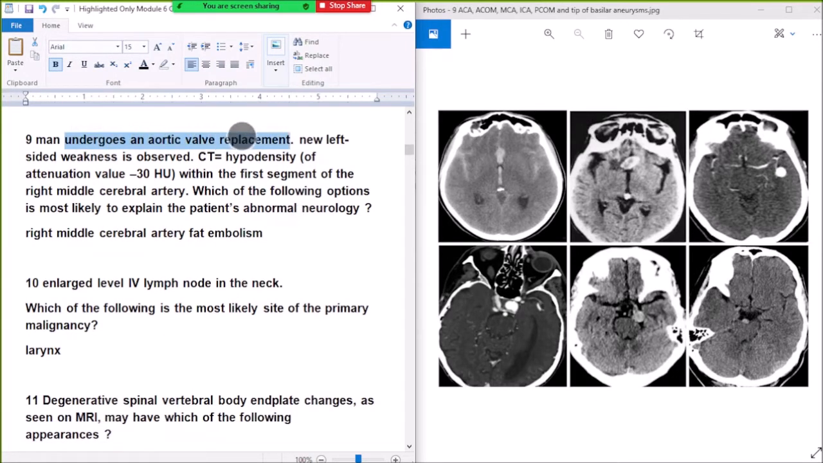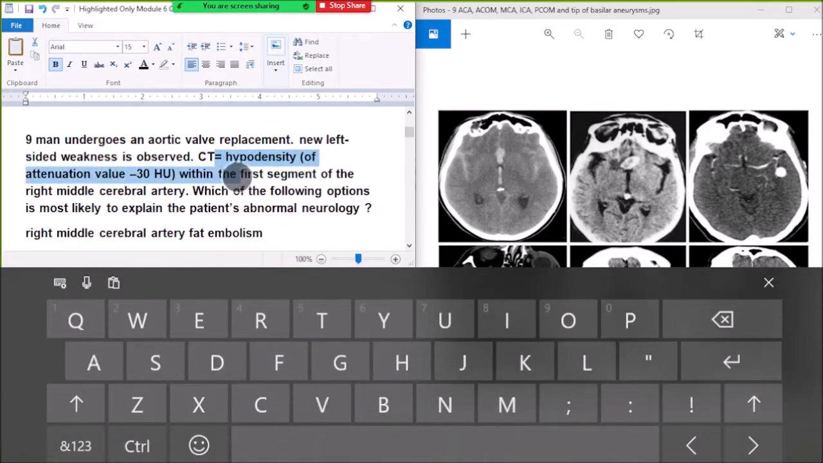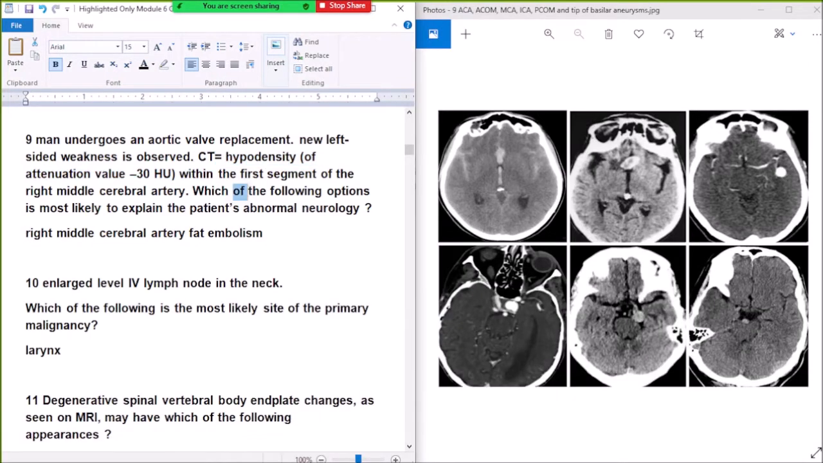Number 9. A man undergoes aortic valve replacement. Now left side weakness is observed. CT shows a hyperdensity with an attenuation value of -30 HU in the first segment of the right middle cerebral artery. Which of the following options is most likely to explain the patient's abnormal neurology? Right middle cerebral artery fat embolism.